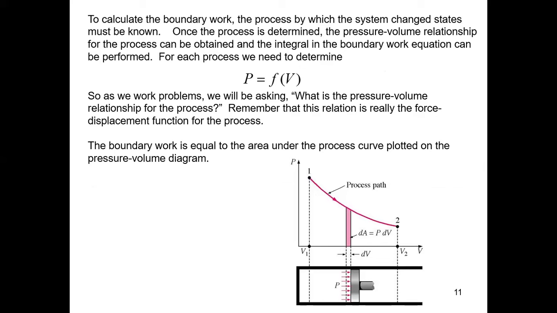To integrate, the boundary work can be performed for each process. We need to determine P as a function of volume. Look at the way it is done. The process path is from 1 to 2, shown by the pink arrow, with pressure on the vertical axis and volume on the horizontal axis. As we work problems, we will ask what the pressure volume relationship of the process is. Remember that this relation is really the force displacement function of the process. The boundary work is equal to the area under the process curve plotted on the pressure volume diagram.